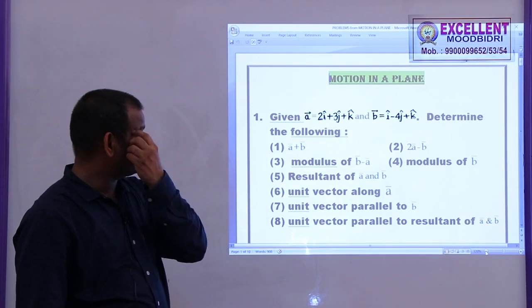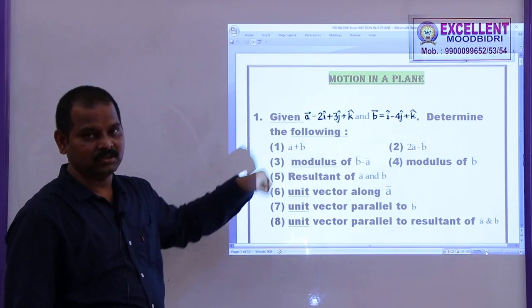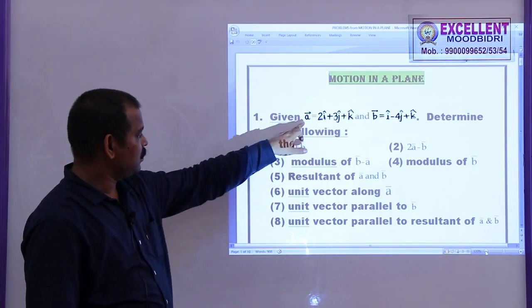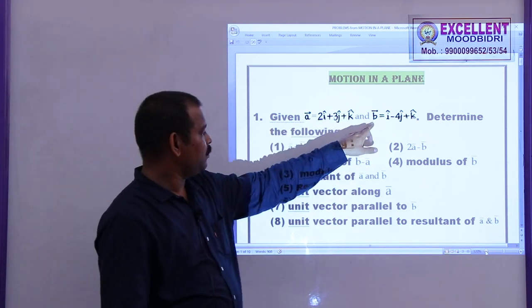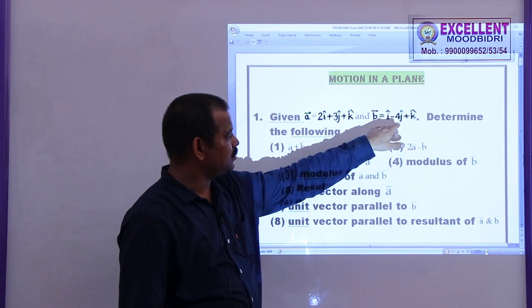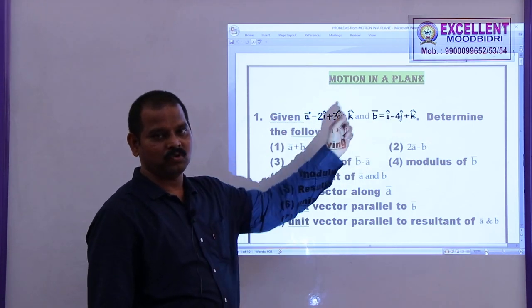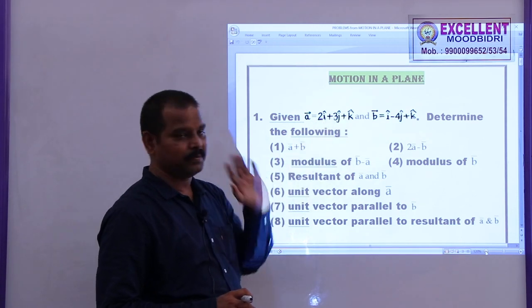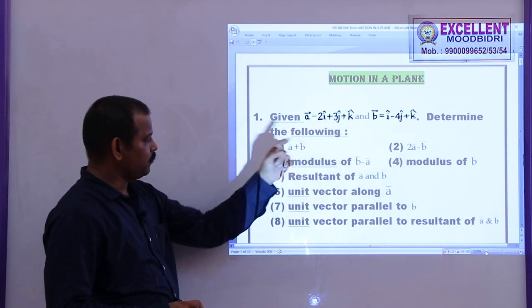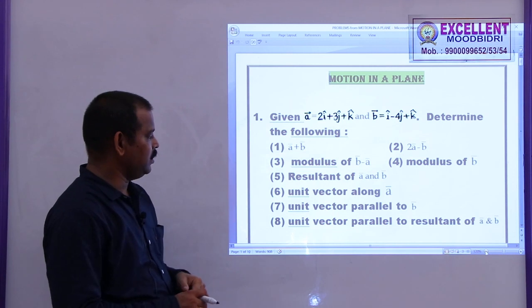Here, in motion in a plane, we will solve some problems. Given that A bar is 2i cap plus 3j cap plus k cap, B bar is i cap minus 4j cap plus k cap. These are two vectors. Now I think you got an idea about i, j, k caps. Now, determine the following. So they have given some 8 points here.